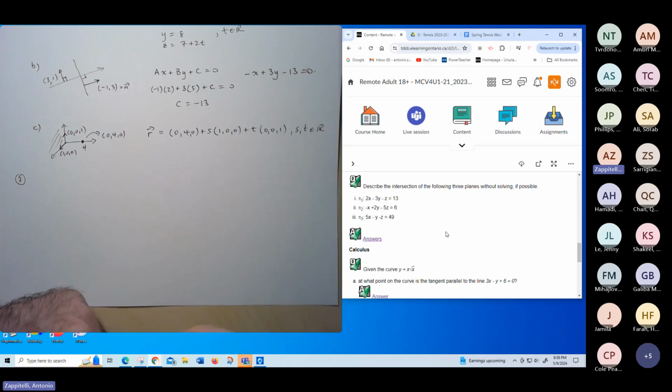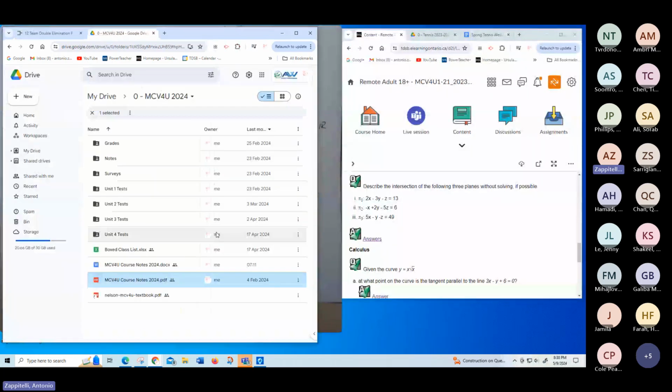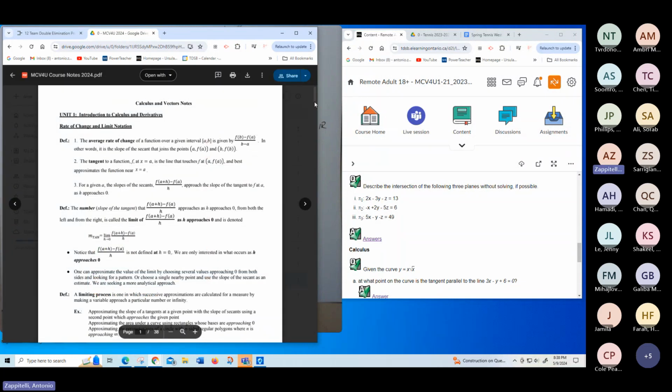All right. So the next one says describe the intersection of the following three planes without solving, if possible. So here, all we have to do is try to say what type of intersection it's going to have. Okay, but this is where, and I think I have my notes here somewhere, we can check. I'm going to take a look to see. Here we go.